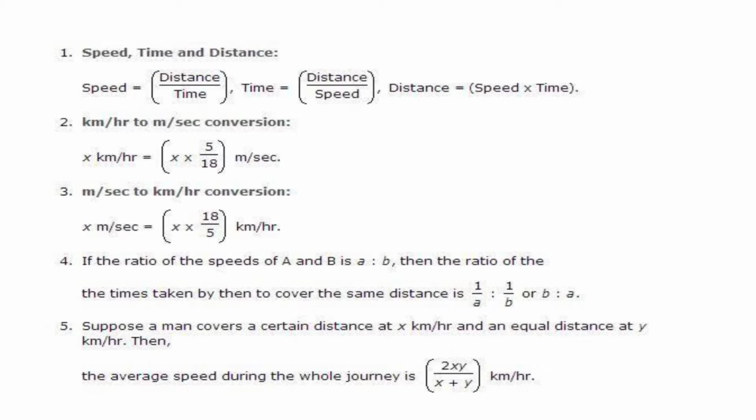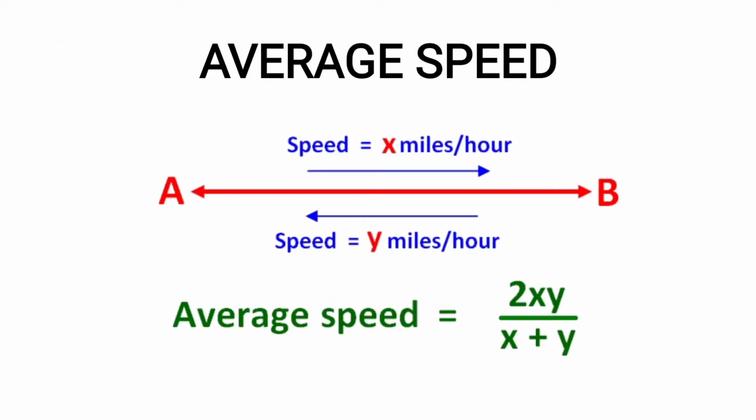If the same distance, if AB is the distance, is covered at two different speeds, that is x kilometer per hour and y kilometer per hour, then the average speed will be 2xy divided by x plus y. Okay, the product of the speeds divided by the addition of the speeds, multiplied by 2, will be the average speed when the same distance is covered.